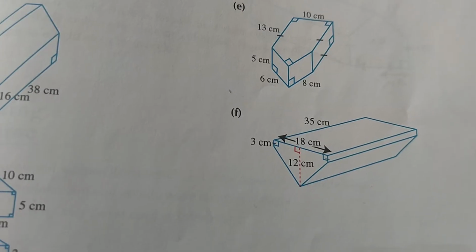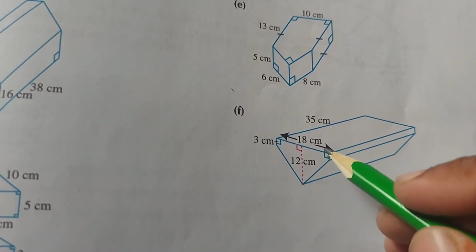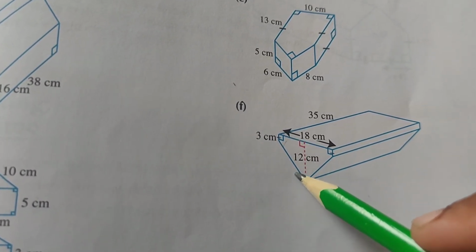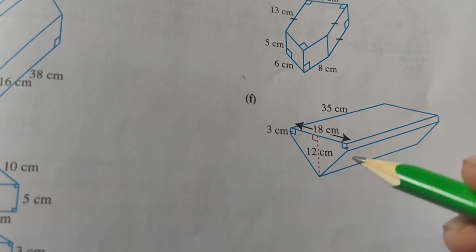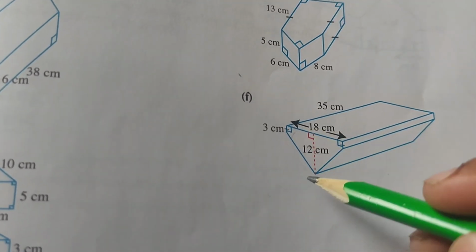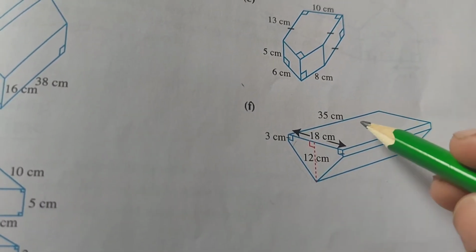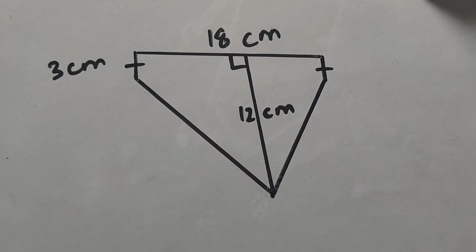And now we have a part F. Again, we have a different sort of base where we have 1, 2, 3, 4, 5. Again, we have a pentagon. So we have to find out the area of this base first. And then we have a height of 35 centimeters for this prism. So let's see how to solve this sort of question. We have this figure, students.